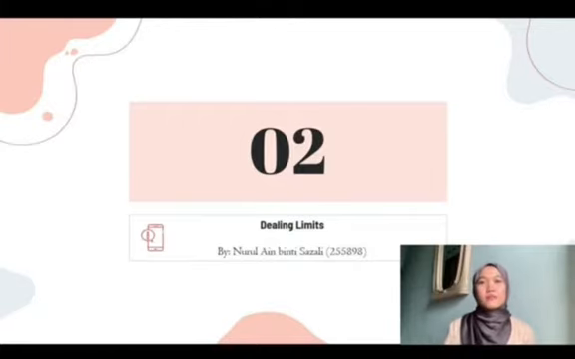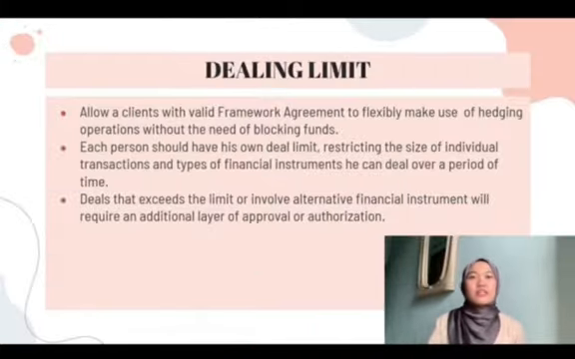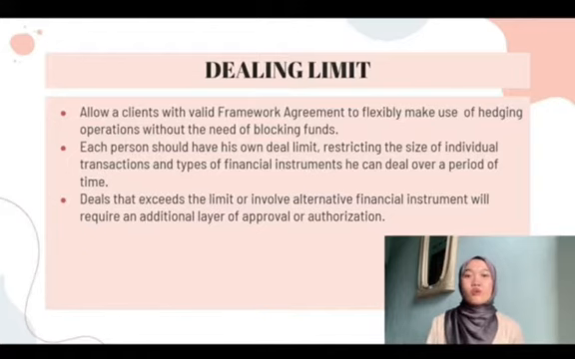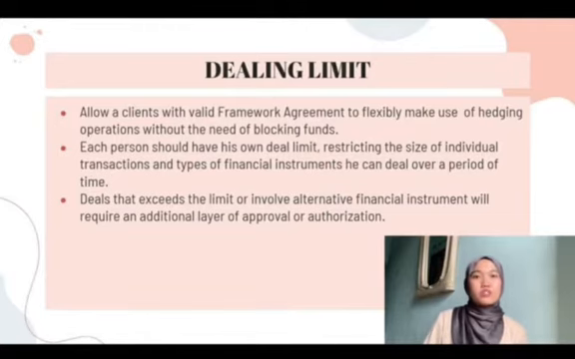I will explain about dealing limits. Dealing limits allow clients with a valid framework agreement to flexibly make use of hedging operations without the need of blocking funds. Each person should also have his own deal limits, restricting the size of individual transactions and types of financial instrument he can deal over a period of time. Deals that exceed the limits or involve alternative financial instruments will require an additional layer of approval or authorization.